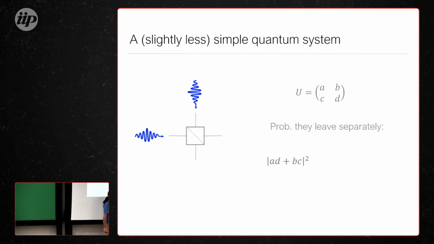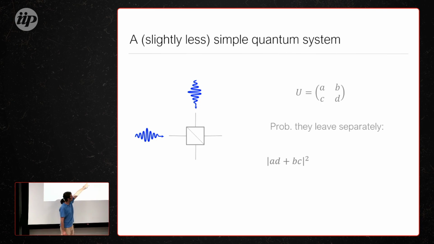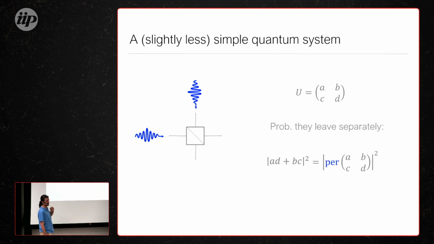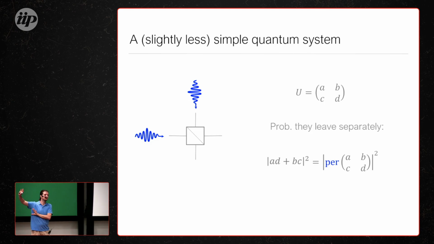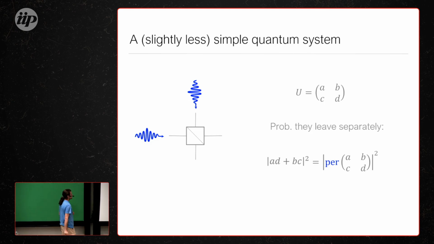So if you look at the matrix A, B, D, C, the probability looks like this. And this almost looks like the determinant of that matrix, right? Except that the sign here is wrong. This function is known as the permanent. So this is the permanent of that matrix, okay? Let's leave that permanent in our memory for a few slides. I'll get back to it shortly.